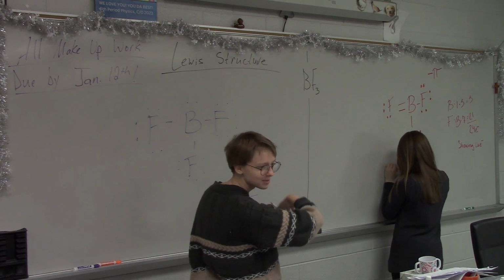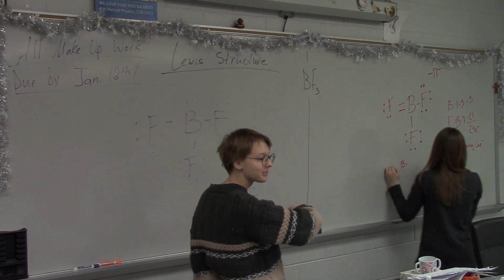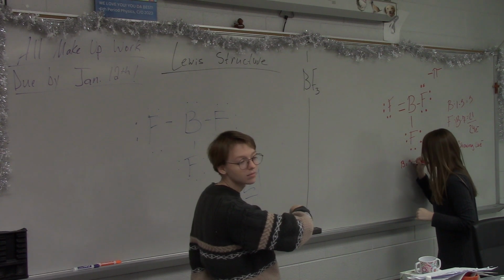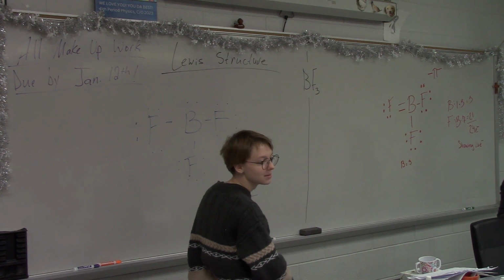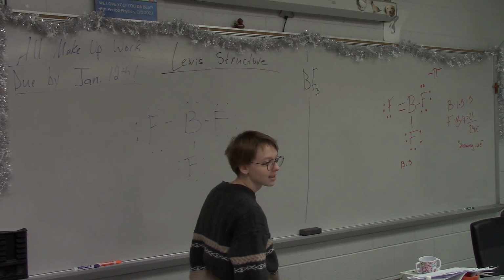I did it. Mason, you have 26. I'm pretty sure I counted them. Did you get 26? You said B's supposed to have three, right? Valence electrons? It's 1.